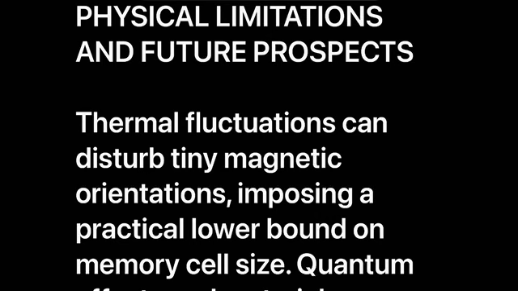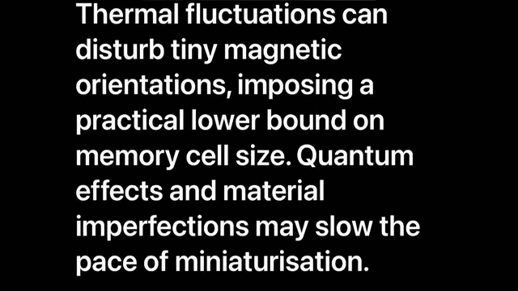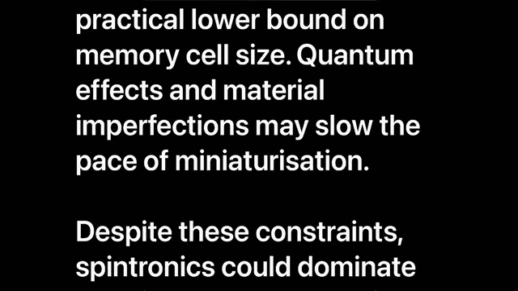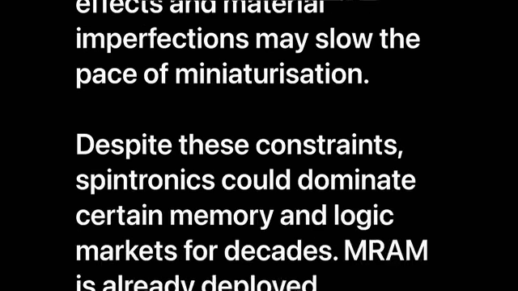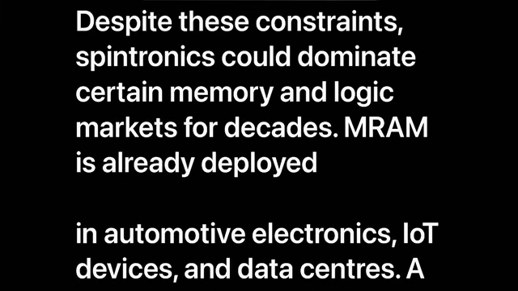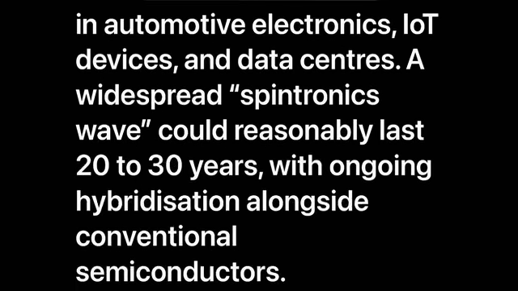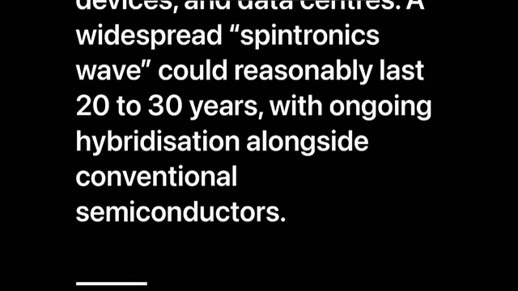Physical limitations and future prospects. Thermal fluctuations can disturb tiny magnetic orientations, imposing a practical lower bound on memory cell size. Quantum effects and material imperfections may slow the pace of miniaturization. Despite these constraints, spintronics could dominate certain memory and logic markets for decades. MRAM is already deployed in automotive electronics, IoT devices, and data centers. A widespread spintronics wave could reasonably last 20 to 30 years, with ongoing hybridization alongside conventional semiconductors.